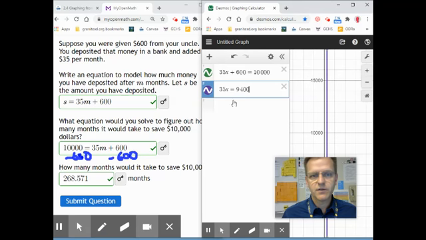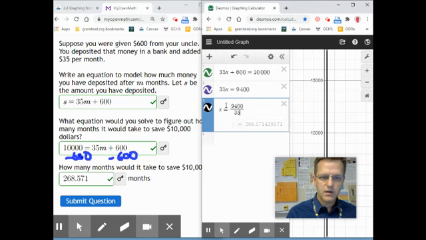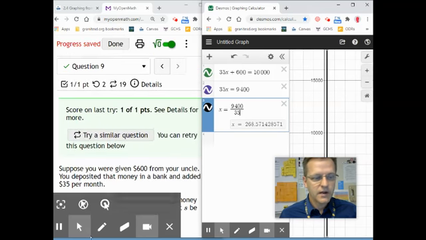I just subtracted 600 from both sides. Then if I divide both sides by 35, I get my 9,400 divided by 35. I'm just using algebra here. And I get 268.571 and so on. And that's exactly what we put in our box. So you could use two-step equations algebra to solve this as well. All right, thank you so much.